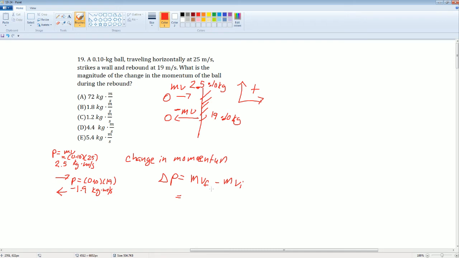So what we have here is the original, which is the final. I think I made that negative 19. And that is going to be minusing what? A 2.5. This gets you a negative 4.4. And here it's asking for the magnitude, so I can just take the absolute value. So delta P is equal to 4.4 kilograms meter per second, which is just going to be D.